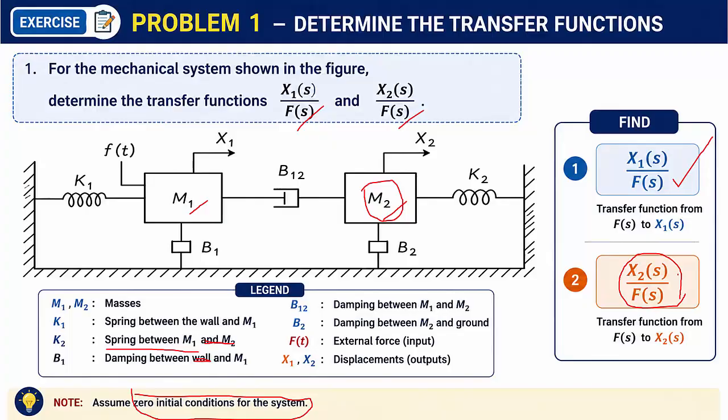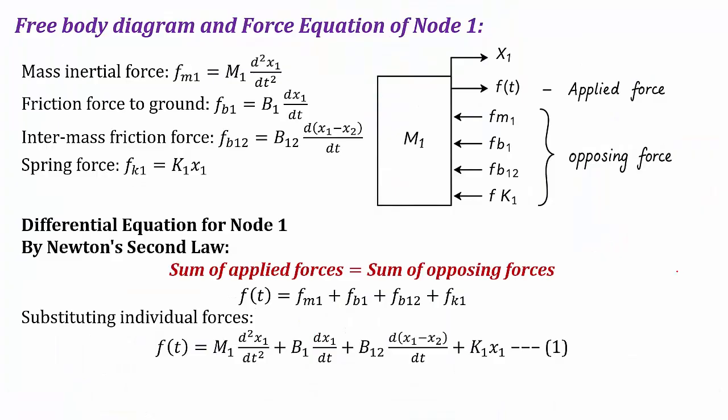Now let's look into the problem. First of all, we have to draw the free body diagram, and then we have to write the force equation of node 1. As I mentioned earlier, mass m1 we are taking as node 1. We have the applied force, so we are mentioning the arrow mark away from m1, and other forces are the opposing forces, where the arrow mark is towards m1. We have to consider the mass of its own body, because the body weight itself is an opposing force. When we provide a force greater than the body weight, only then will there be a displacement.